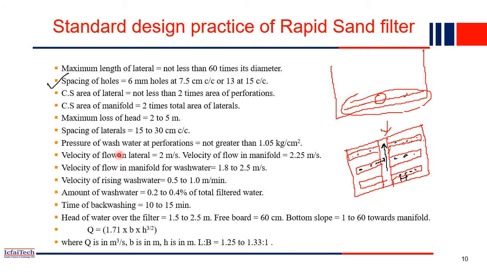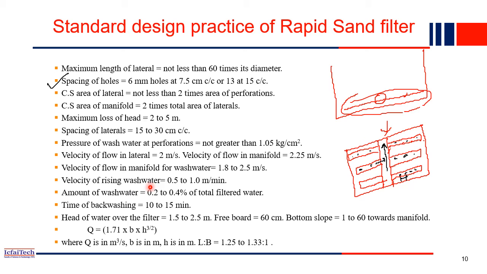Now the pressure of the wash water at the perforation should not be more than 1.05 kg per centimeter square. The velocity of flow in laterals should be 2 meter per second. So the velocity of flow inside each lateral, these are the standard values given in our Indian code. So while you are designing the rapid sand filter, you can choose the values from this table, and accordingly you can design it. So the velocity of flow in the manifold, meaning this middle portion, right? The middle portion is 2.25 meter per second. You can consider velocity of flow in the wash water in this range.